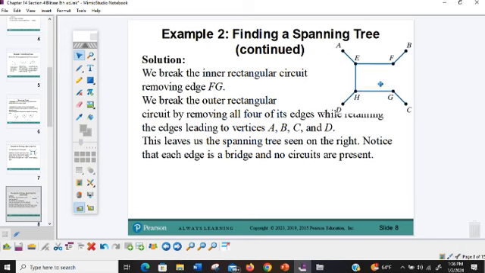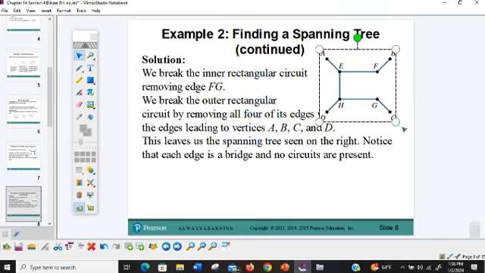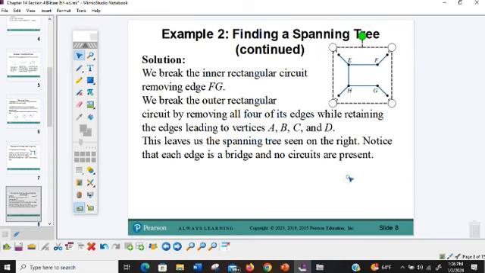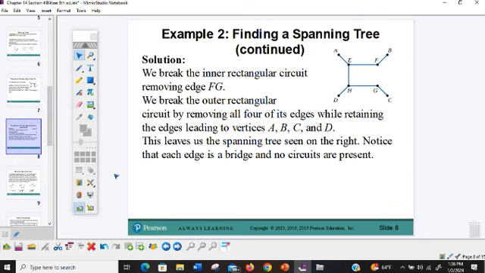So we know that this one, let me shrink it just a little bit so we can put it here, we know that that one would be a spanning tree. There's more than one, but in this particular case, that's the one they came up with.